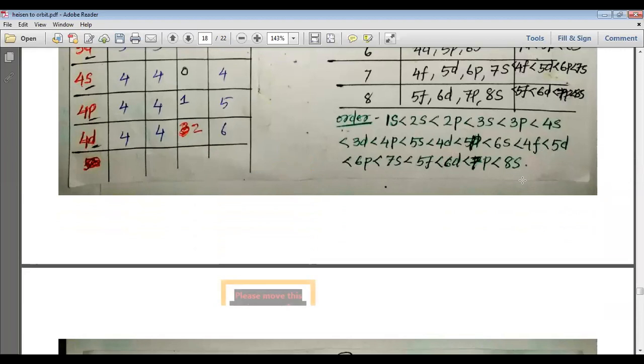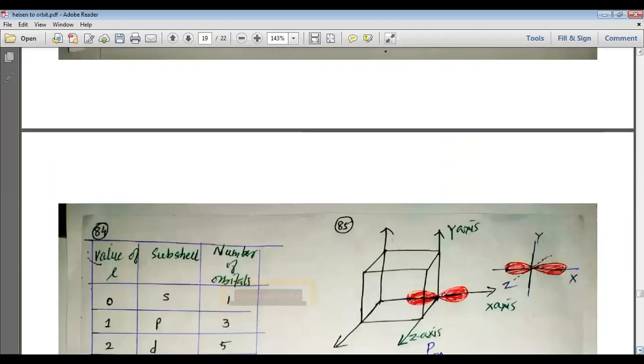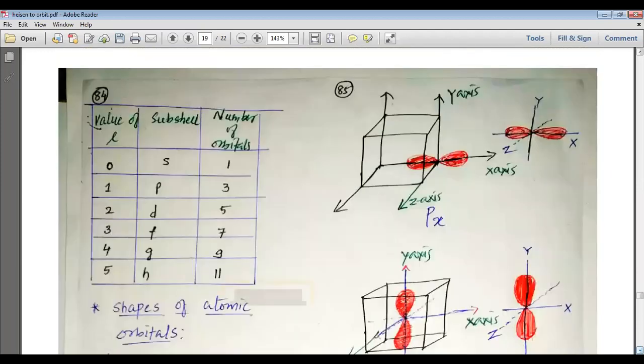My dear students, I would suggest you learn this order, and it is very easy to learn. See, you can learn it this way. First learn 1s, then 2s 2p, then 3s 3p, then 4s 3d 4p, then 5s 4d 5p, then 6s 4f 5d 6p, and then 7s 5f 6d 7p, and the last one is 8s. If you learn it, it is going to be very useful in future for you, my dear students.